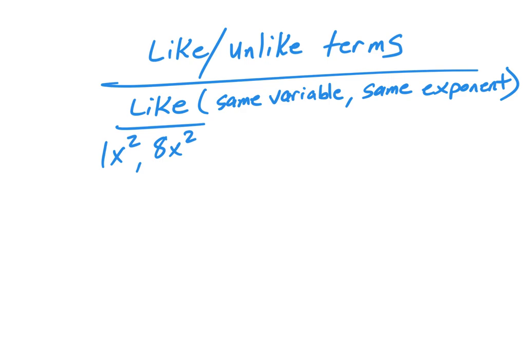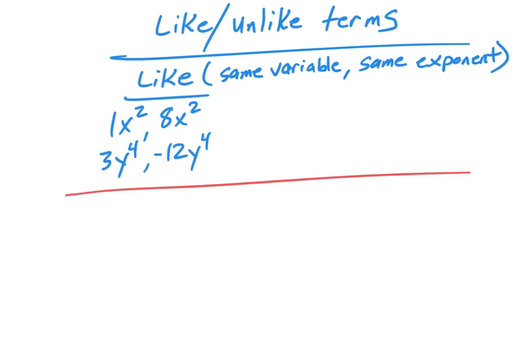Coefficient doesn't matter here, okay? But these two terms would be alike because they have the same variable x and they have the same exponent of 2. I could do 3y to the 4th and negative 12y to the 4th. If they have a different letter or a different exponent, they're not alike. You've got to have both.